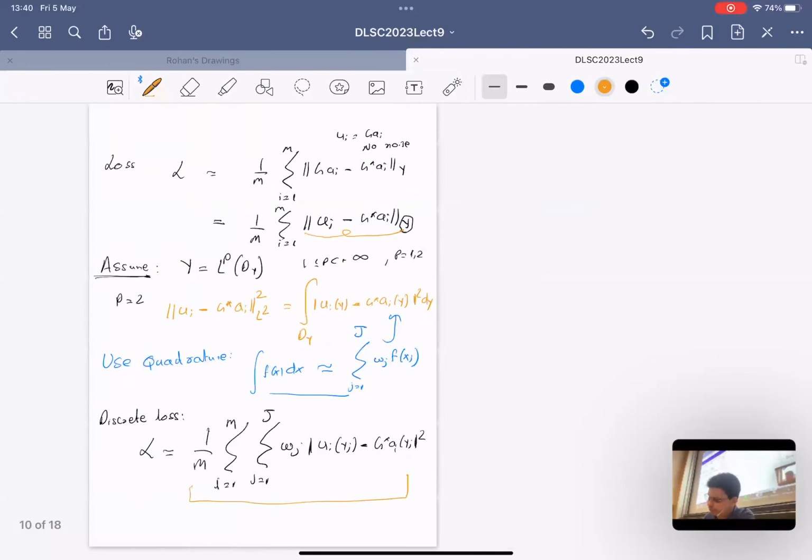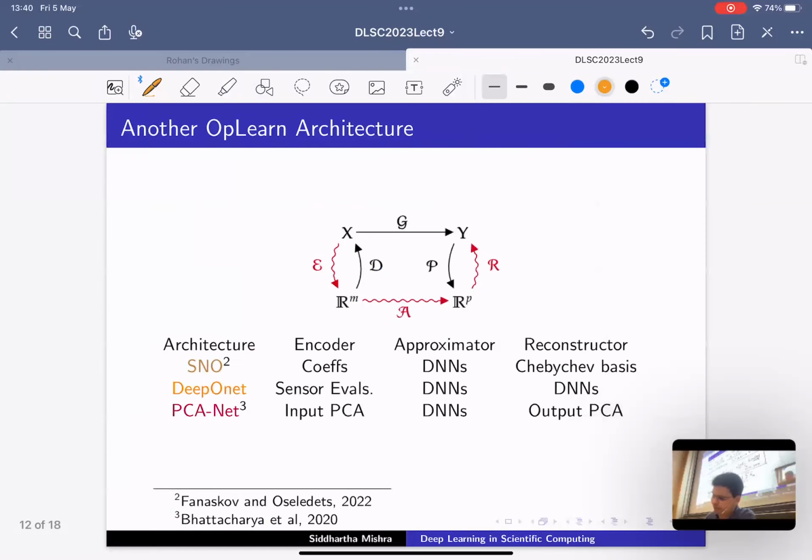So perhaps without going too deep, and thinking a little bit about time, maybe I very quickly tell you about PCA-Net, which is another architecture which is widely used, and this is slightly different from DeepONet and SNO.